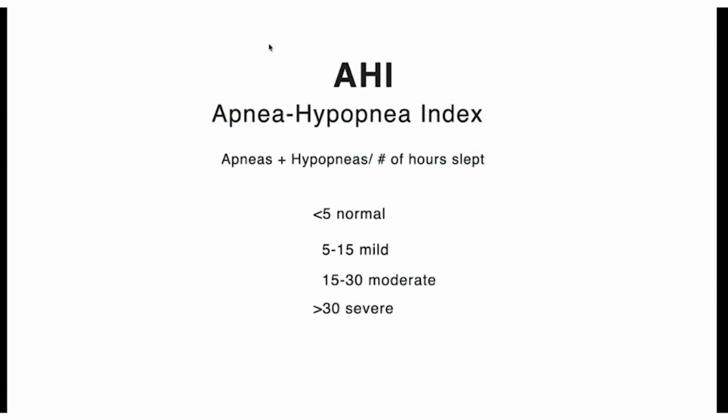5 to 14.9 is mild, and then 15 to 29.9 is moderate. Anything over 30 is considered severe. Even though I've treated people in the 30s and 40s AHI that respond well to an appliance. So we have to look deeper than just this number. What the insurance says is that anything that's mild to moderate, you can use an oral appliance first.